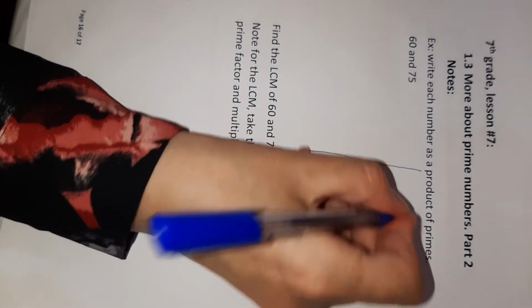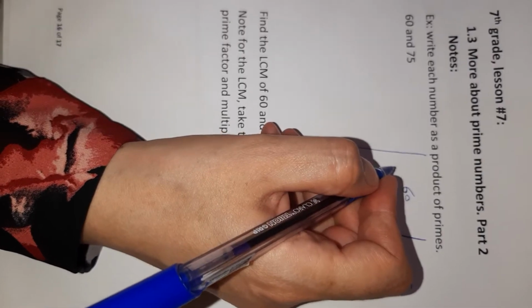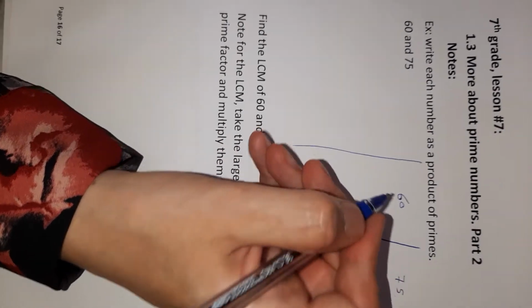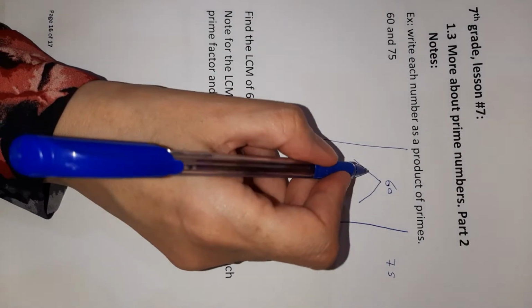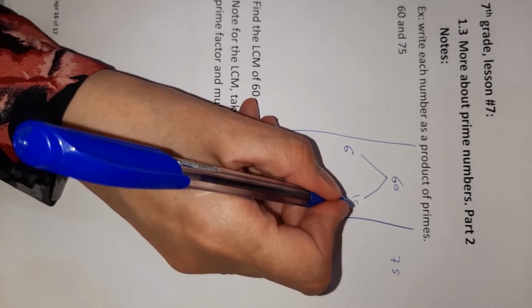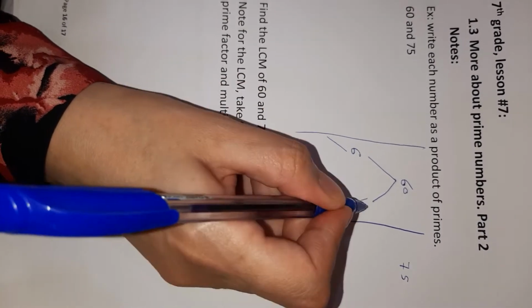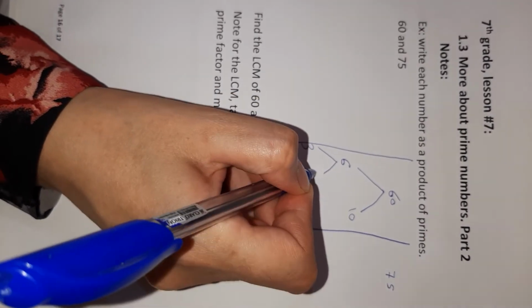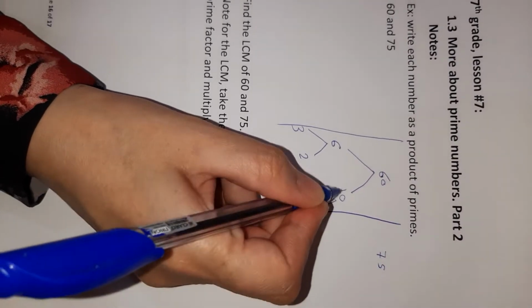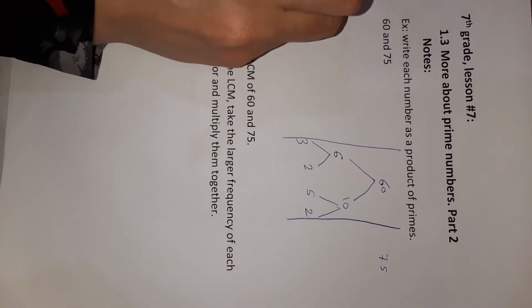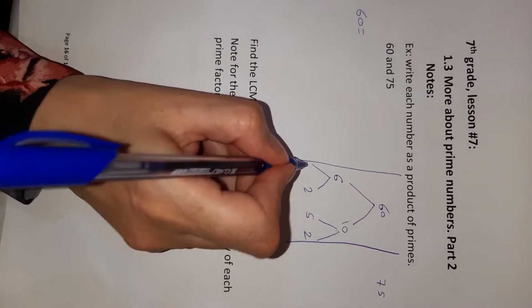This is 60, this is 75. Now, to draw a factor tree, two branches here. Now, 60, 6 times 10. You can choose 2 times 30, whatever. That's up to you. It's not a prime, it's not a prime. 6 equals 3 times 2. Prime, stop. This is 5, this is 2. 5 times 2, which is 10. Now here, 60 equals 2 times 2 times 3 times 5.